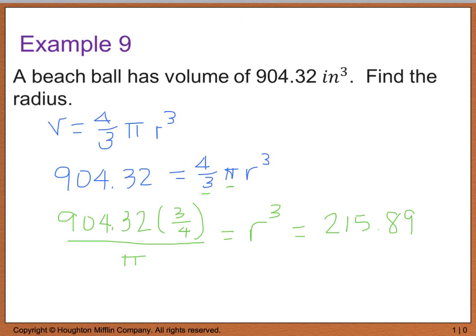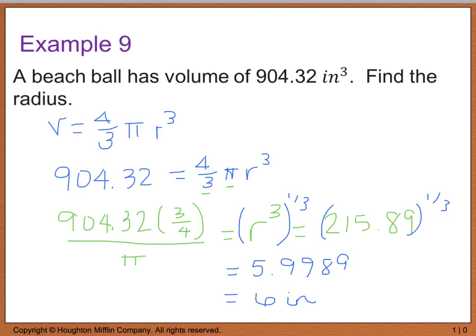Now, if you remember back from Algebra 2, to get rid of that cube exponent there, we have to take the cube root. So in other words, I'm going to take and raise all of this to the 1/3 power. And when we do that, my calculator gives me 5.9989. So I can pretty much approximate that at 6 inches for the radius. Please, please, please include your units.